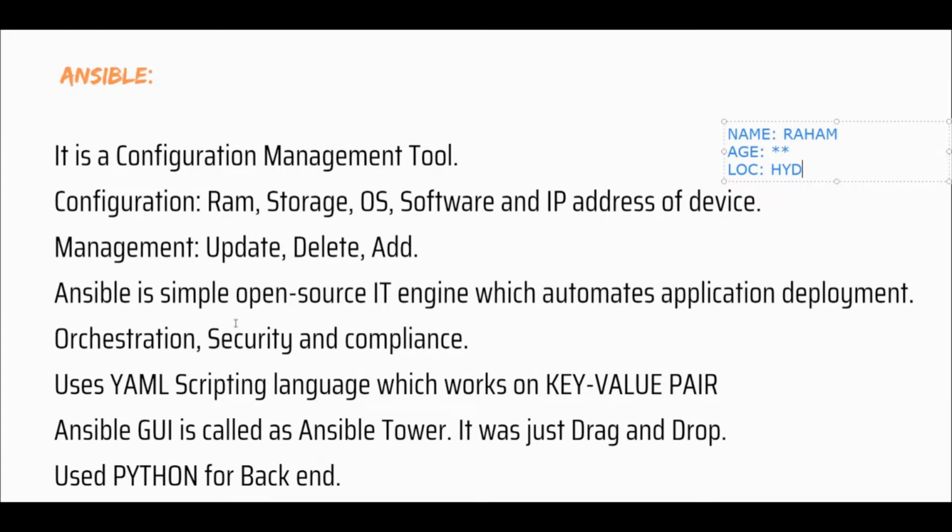Next. For Ansible, like Jenkins, we have a graphical user interface, right? We have seen the Jenkins dashboard. Like that, for Ansible we have something called Ansible Tower, which is a graphical user interface for Ansible. The working of Ansible Tower is completely drag and drop. You need not write any code there. You can directly drag and drop all these things.